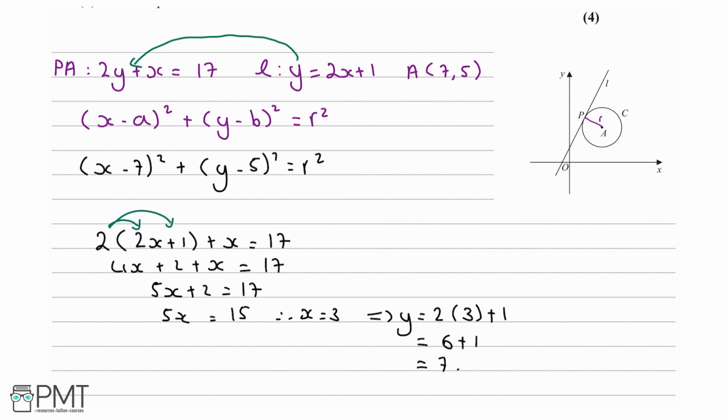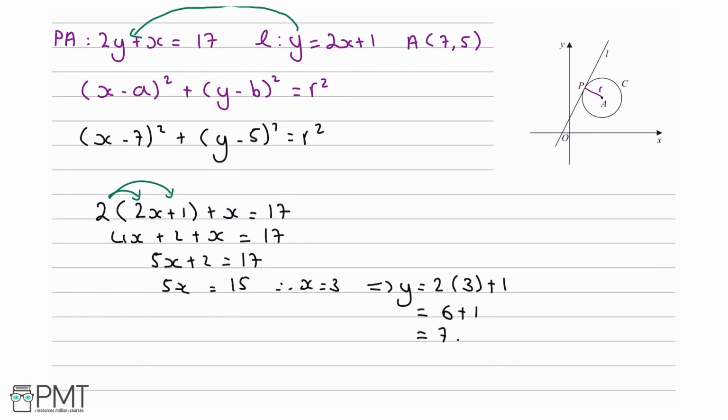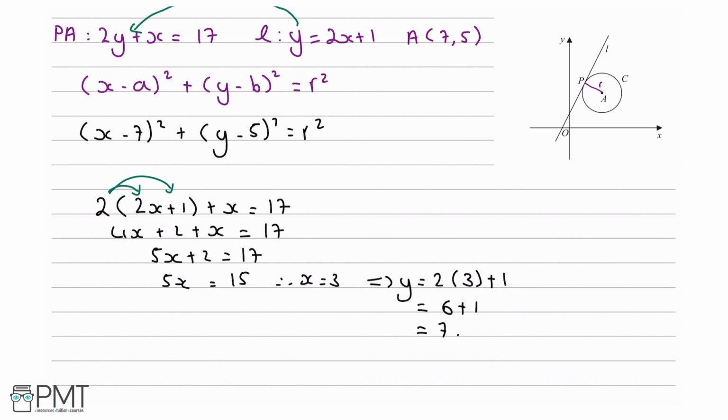Okay. So therefore, what I want to do, just to make it super clear to the examiner, is I want to say that P is (3, 7), like that, okay? Or P equals (3, 7). Either one is fine.